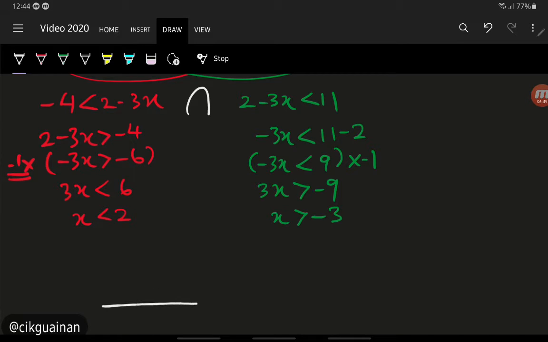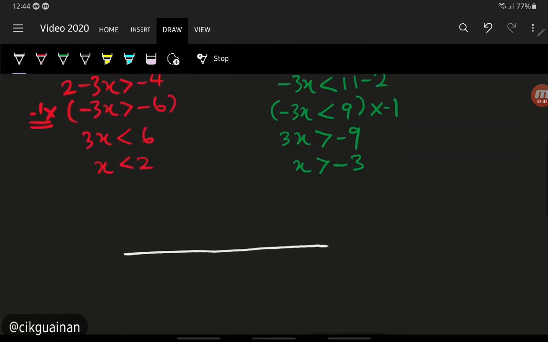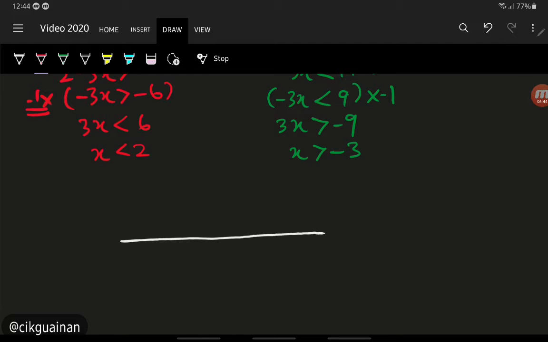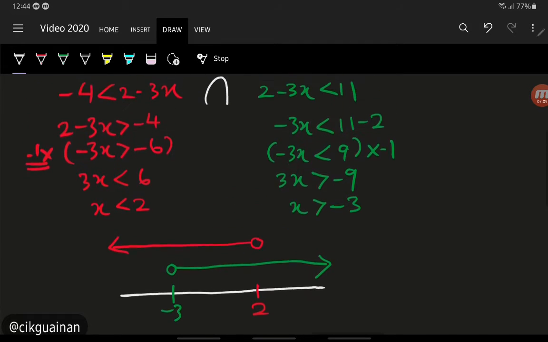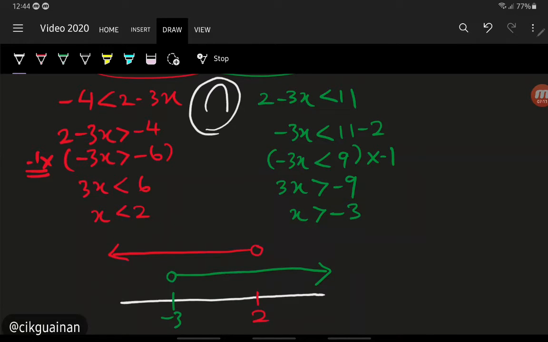Okay, so for this one, same thing also. We draw a number line. I scroll a little bit down. Minus 3 first. Minus 3 is over here, and it's an empty circle with an arrow to the right of the circle. And then 2 is over here, and it's also an empty circle with an arrow to the left. Less than, correct.